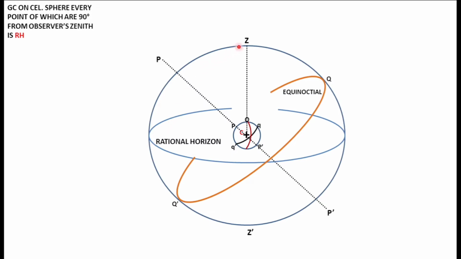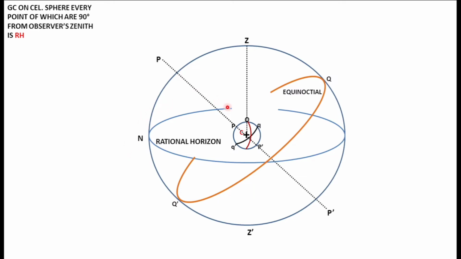90 degrees from zenith, all points form the rational horizon. Here on the rational horizon we name the north, south, east, west points. We do not bother about north-south of the celestial sphere because all our calculations now will be based on the horizon system, in which we'll be talking about altitudes and azimuth. So the point closest to the pole is named accordingly. Here this point is closest to the North Pole, so we call it the north of the celestial pole.